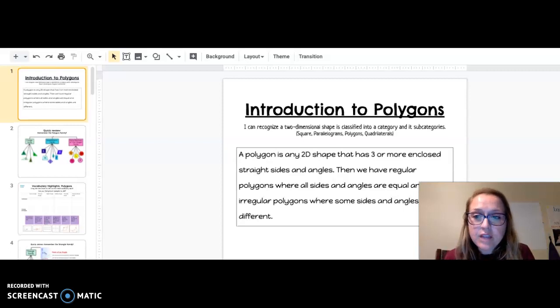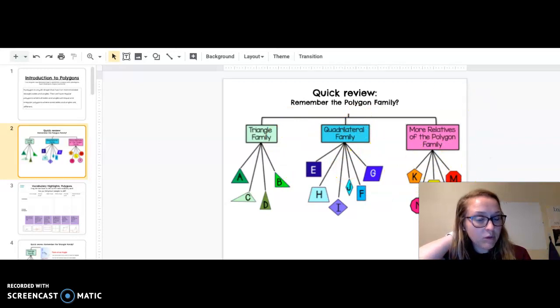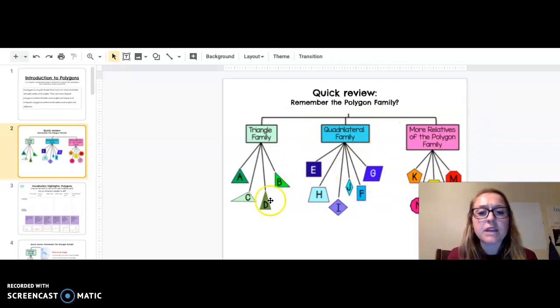So to start, we have a quick visual of the polygon family. Do you remember the triangle family, the quadrilateral family, and then more relatives of the polygon family? And when you're looking at this, can you give me some attributes of each of the triangle family? Do you remember those important math vocabulary words? If not, that's okay. We have something ready for you to activate your prior knowledge.